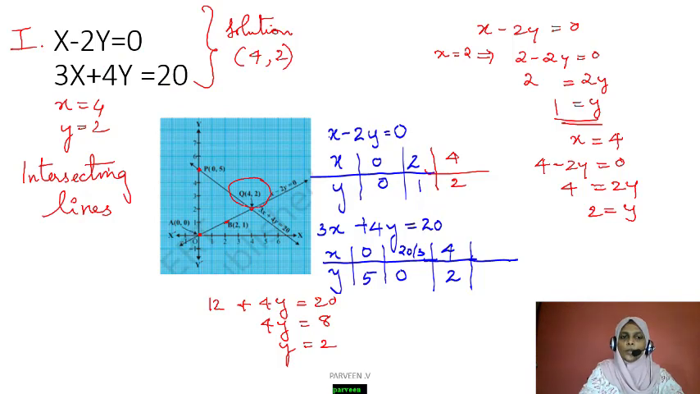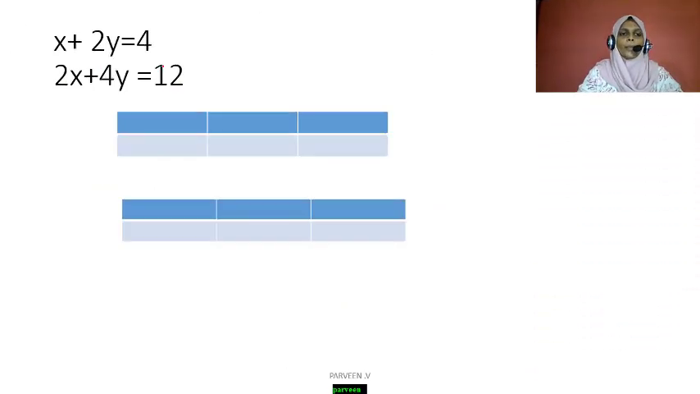Let us proceed to another one. Okay, here we have a blank table. Let's fill it up. x plus 2y is equal to 4, and 2x plus 4y is equal to 12. So the first table, let it be for x plus 2y is equal to 4. Second table, we'll take it for 2x plus 4y is equal to 12. So here is my x and y. I'll try x as 0. So 2y is equal to 4, y is equal to 2.